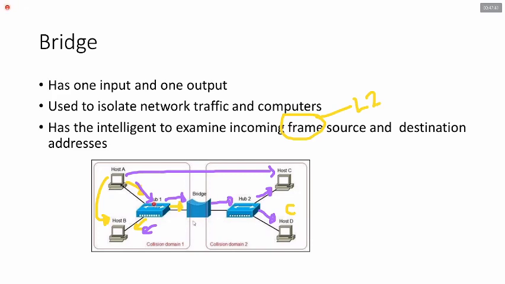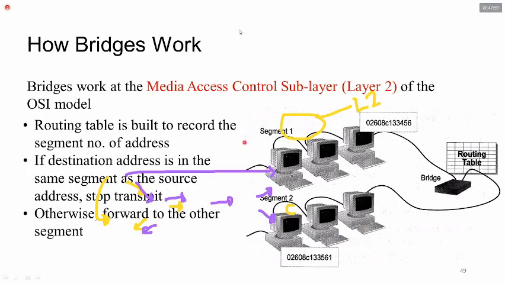To answer your question, yes, after it comes to hub 2, it will go to both. We cannot stop that because hub will do the normal hub operation anyway. But the bridge has the intelligence to limit at least some of the unwanted traffic, right? So we will quickly look at how the bridge does this.